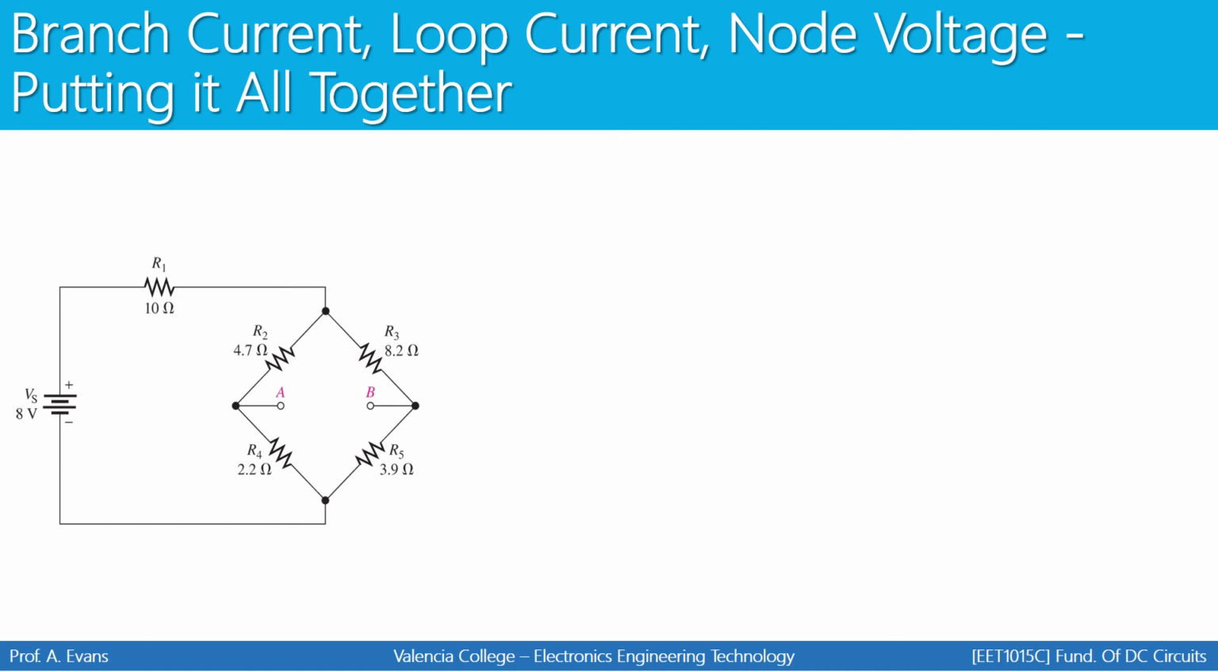Lastly, we're going to solve this using the node voltage method. In order to solve this using node voltage, you have to start by assigning a branch current. There are our 3 branch currents and polarities for each resistor.